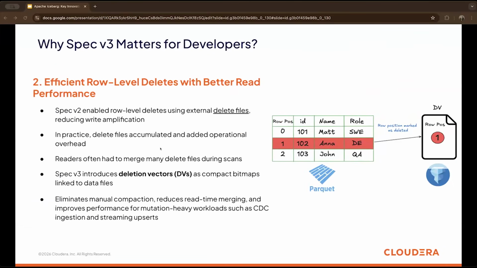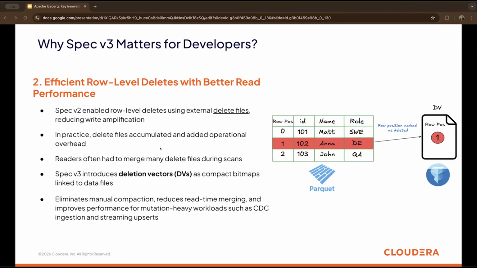The next thing in spec V2 we saw was the external delete file we talked about, right? The delete files enabled us to tackle the write amplification problem in the first place. But now we are in a different problem, because in practice delete files tend to accumulate over time. You will have a lot of delete files, especially with mutation-heavy tables where a lot of workloads are running for low-latency writes. Imagine you're writing streaming-based pipelines and so on.